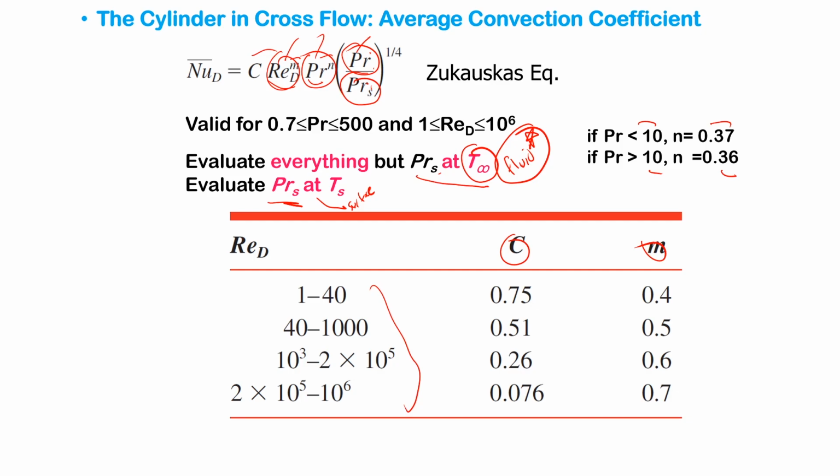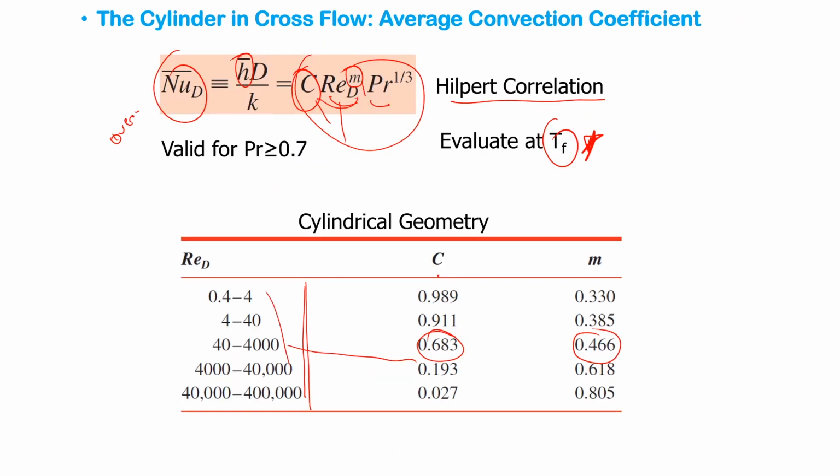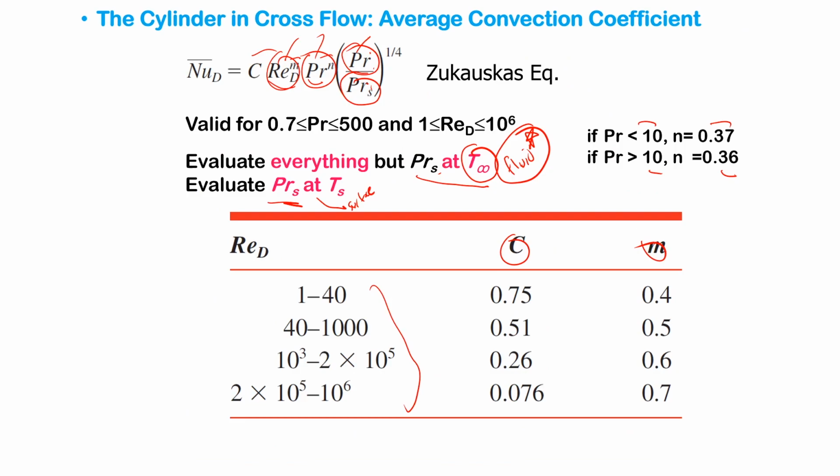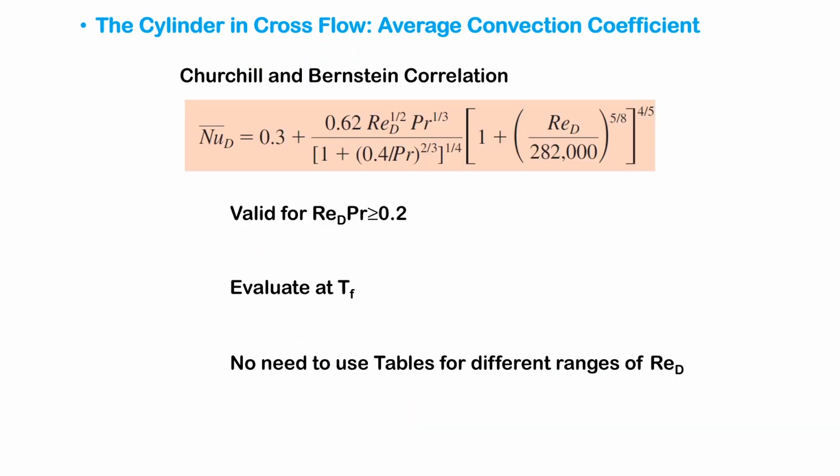So again, you need to also remember the validity of the equations. This is valid as long as the Prandtl number is greater than 0.7. This equation has two components, and the validity is given in here. Okay.